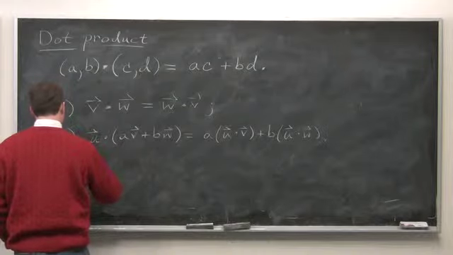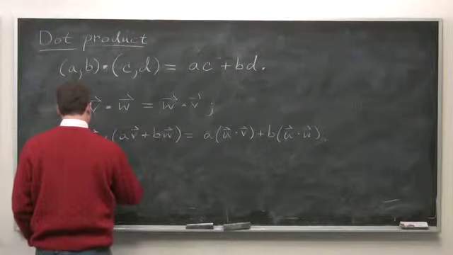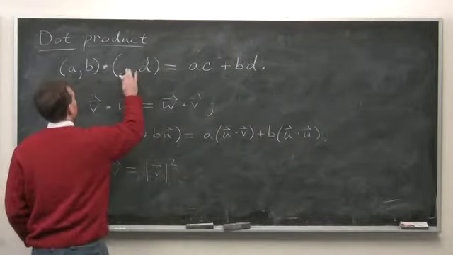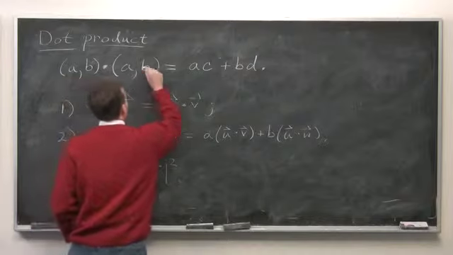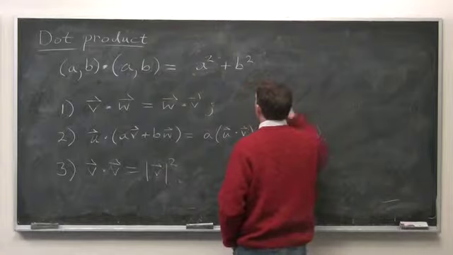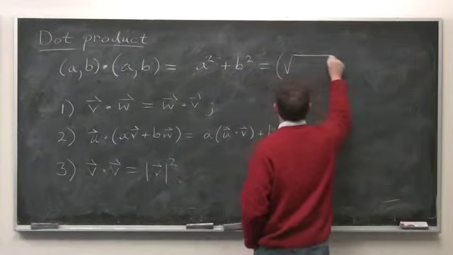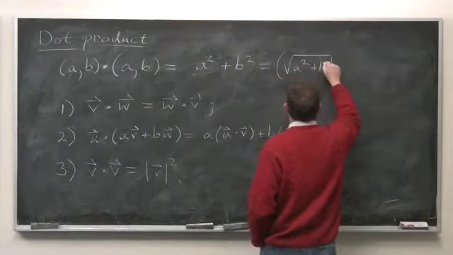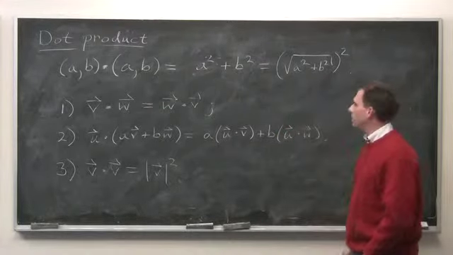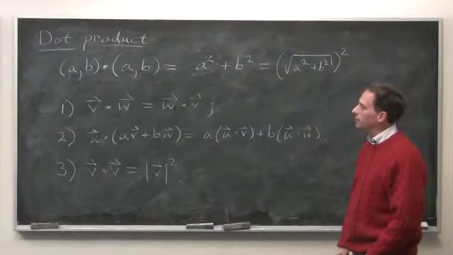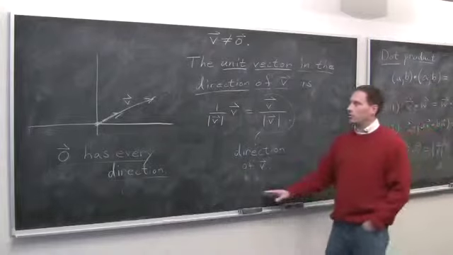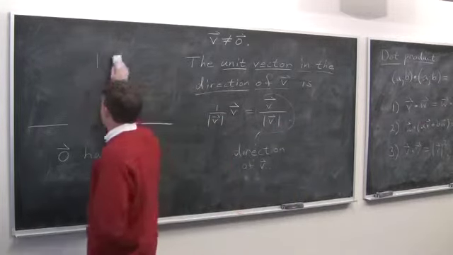It's also true that v dotted with v is the magnitude of v squared. That's easy to see because if you take (a, b) and dot with (a, b), you get a squared plus b squared. But that's the square of the square root of a squared plus b squared. So yes, that's the magnitude of the vector (a, b) squared. So that's nice.